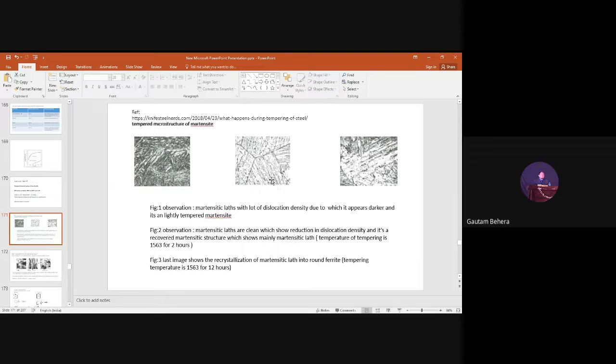You can see this is one lath, this is one lath, this is one lath. Here the direction of the lath is like this, and here the direction of the lath is like this. These are the laths.